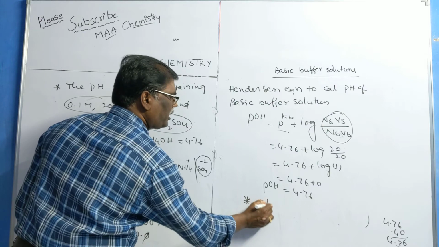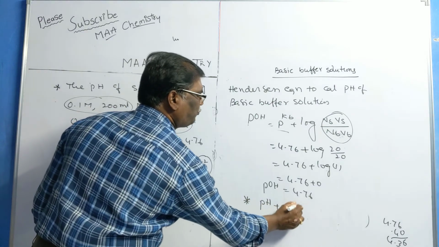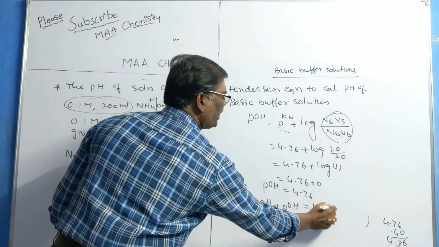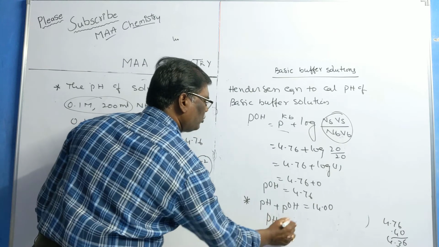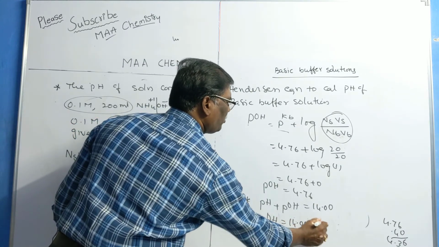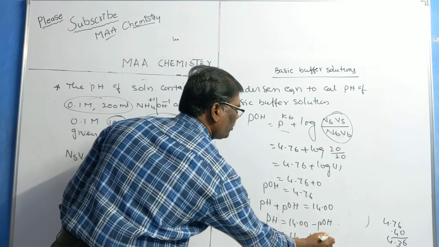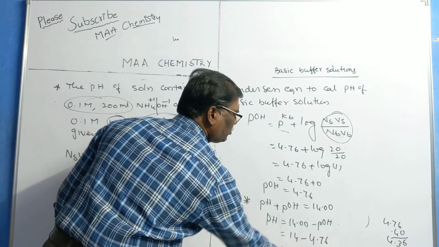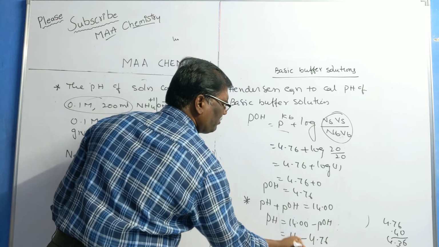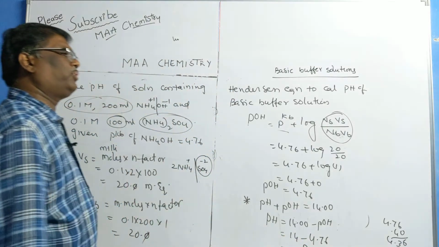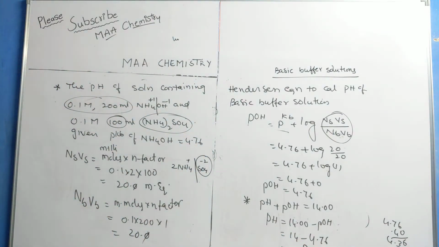Now you know pH plus pOH equal to 14. That's why pH is equal to 14 minus pOH. On simplification we get 14 minus 4.76 is 9.24. And here we get 9.24 as the pH of the basic buffer solution given. Thus we calculate the pH of the solution.